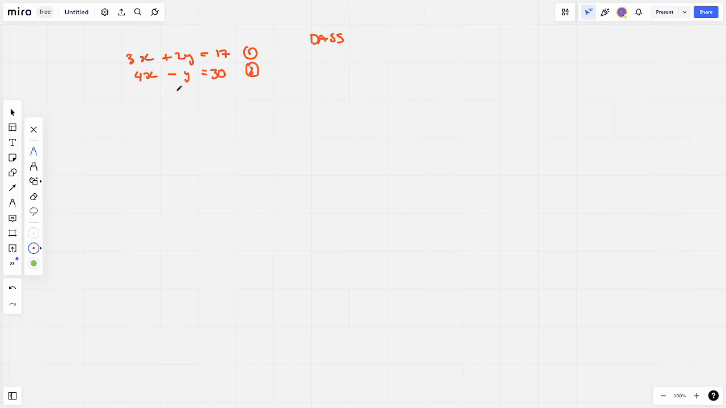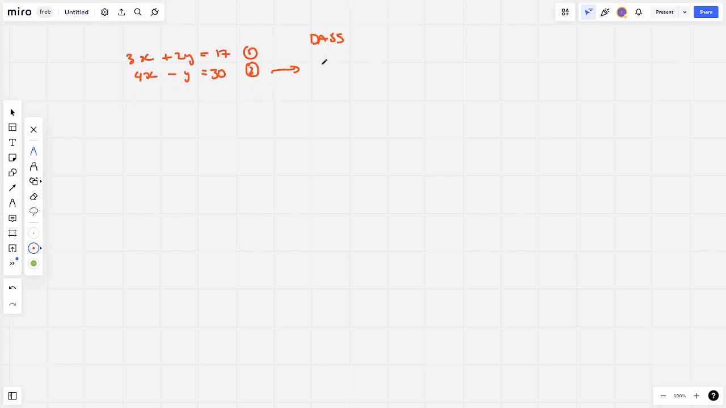What that means is we're going to look at either equation 1 or 2 and isolate to get a single factor, either in x or y. So we're going to make either one of them the subject of the equation. As we've already got a single y in equation 2, what I'm going to do here is rearrange equation 2 to make y the subject.